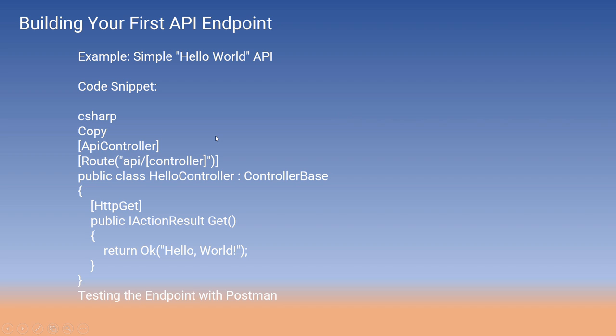Once the project is created, you will see different folders. The Controllers folder contains API endpoints. The Models folder is where we define our data structure. Services handle business logic, and Program.cs is the entry point of our application, configuring services and middleware.